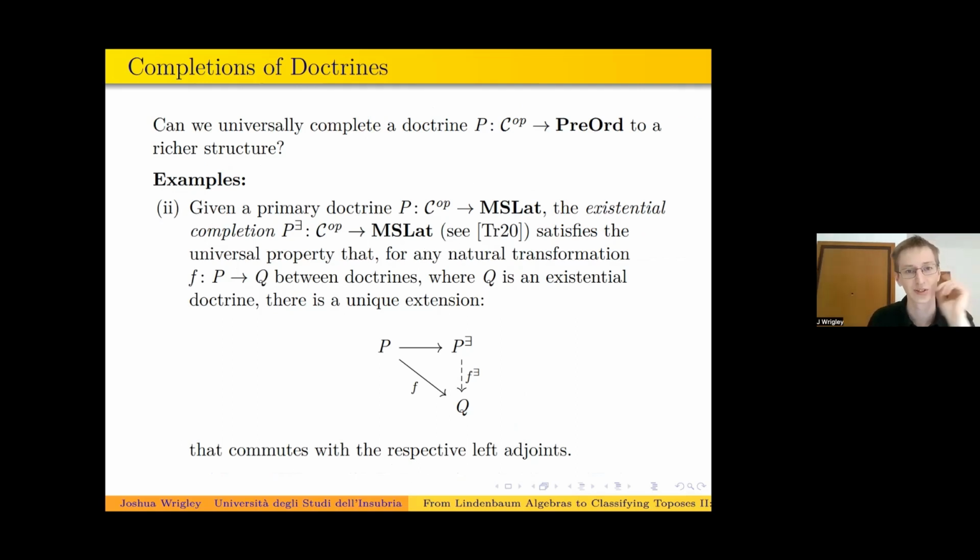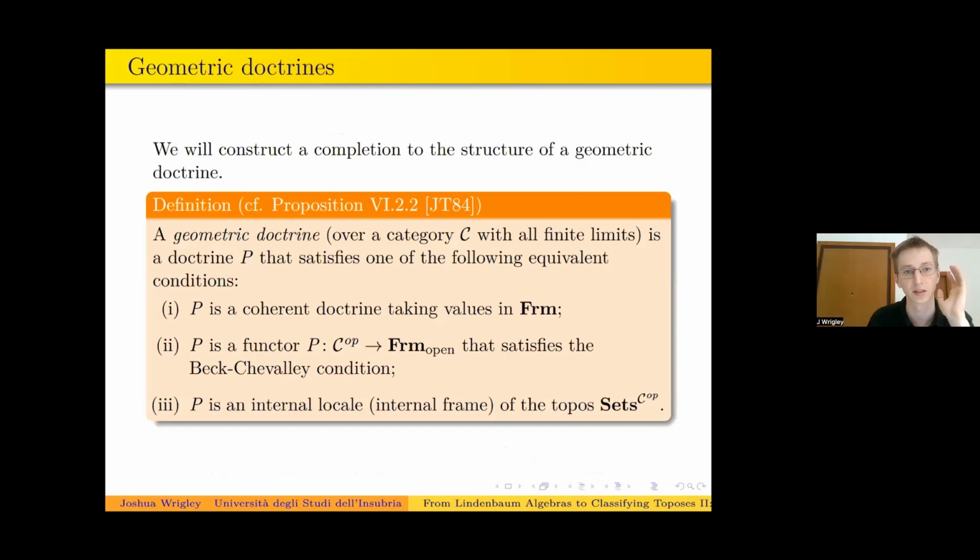And so we turn to the title of the talk. We're going to be completing to the data of a geometric doctrine. A geometric doctrine, here we're only considering it over a category with all finite limits, is going to be a doctrine that satisfies one of these equivalent conditions. The first two are fairly obvious to see that they're equivalent. A geometric doctrine is a doctrine that is coherent, but also takes values in frames and frame homomorphisms, or equivalently, a functor into frames and open frame homomorphisms that also satisfies the Beck-Chevalley condition.